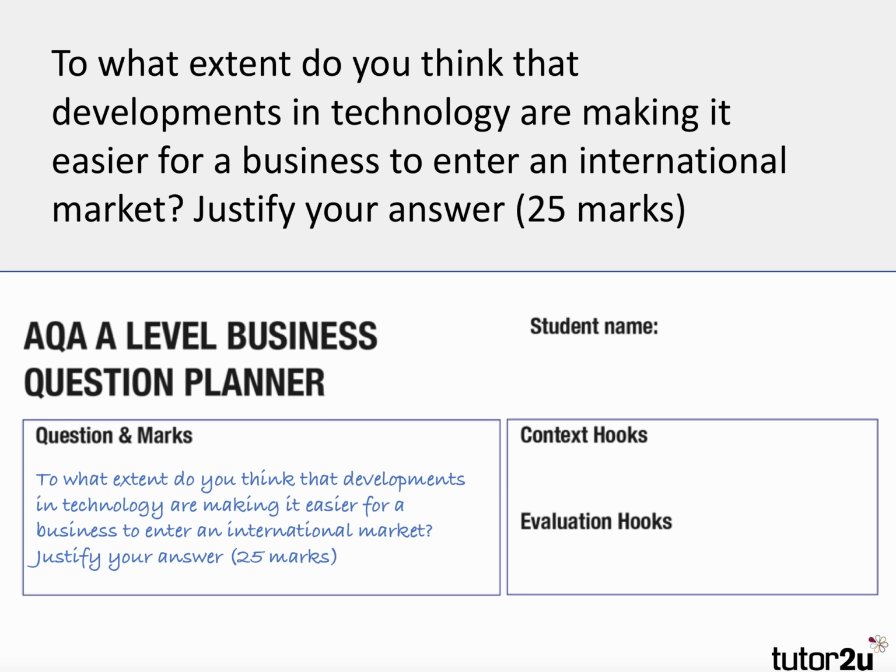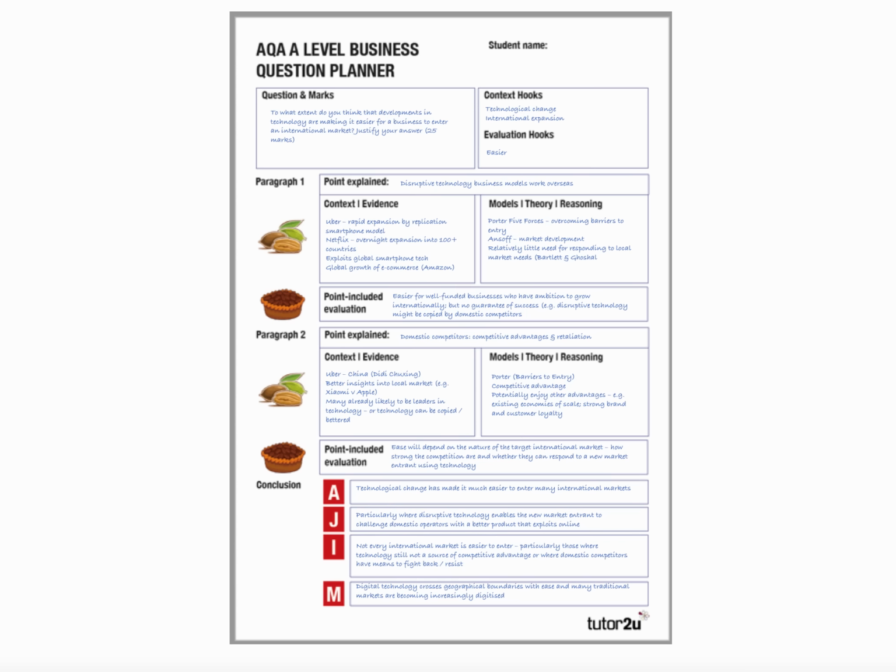To what extent do you think that developments in technology are making it easier for business to enter an international market? Justify your answer. We spotted that the context hooks were all about technological change in the context of trying to enter international markets, and the key evaluation hook was to what extent does it make it easier? Does it ease the process of entering international markets? Well, this was our outline plan that we developed, and of course you'll be able to go through that in more detail in the previous video.